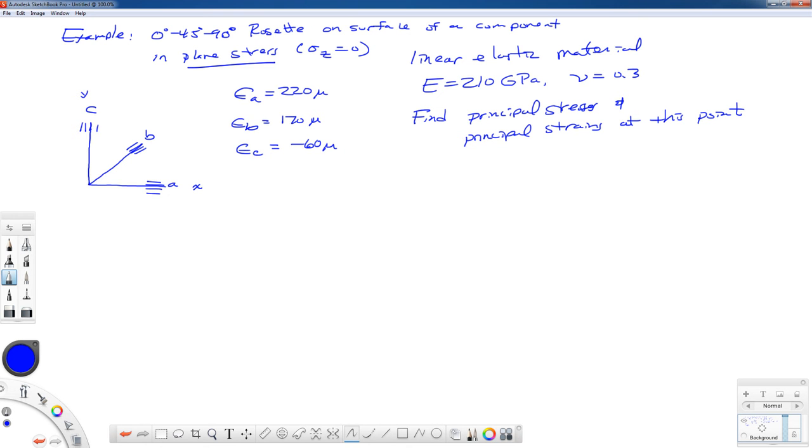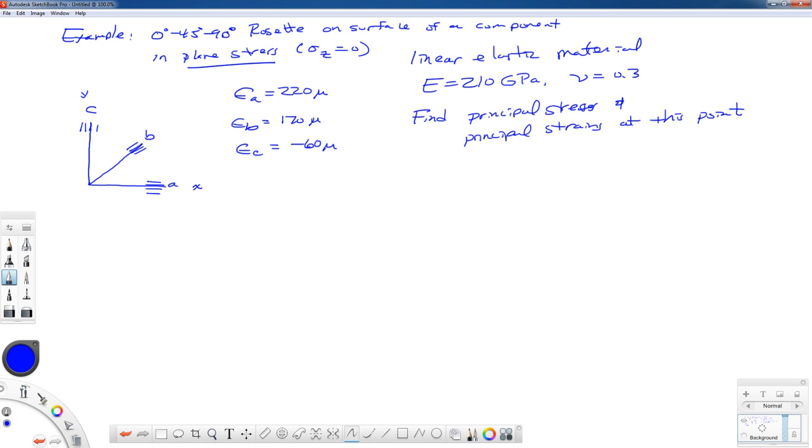This is a linear elastic material with a modulus of elasticity of 210 gigapascals, and Poisson's ratio of 0.3. That would be for steel. And we want to find the principal stresses and the principal strains at this particular location.